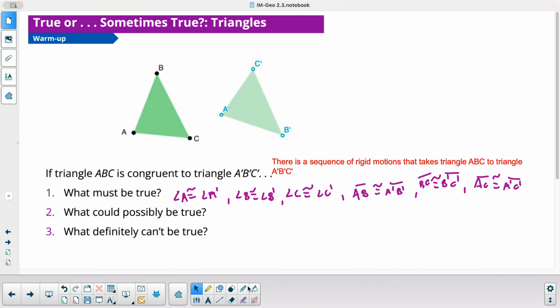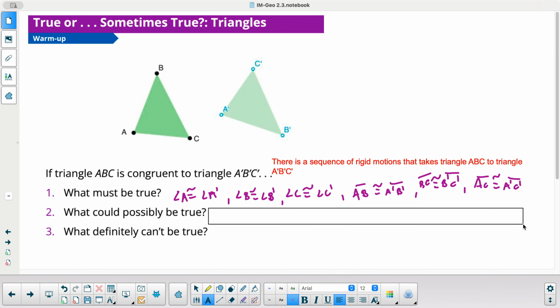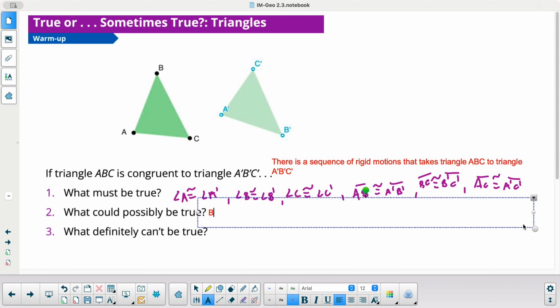What could possibly be true? I don't know. We could say that both triangles are isosceles. Okay, we don't know. We don't have any markings, but it could be true. What else? We might only need one rigid motion, or we might only need 2 rigid motions.